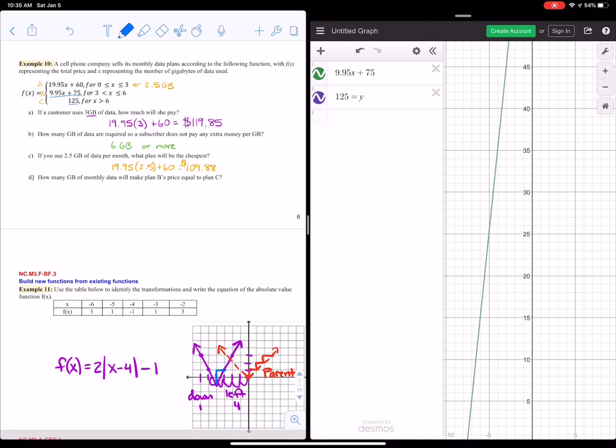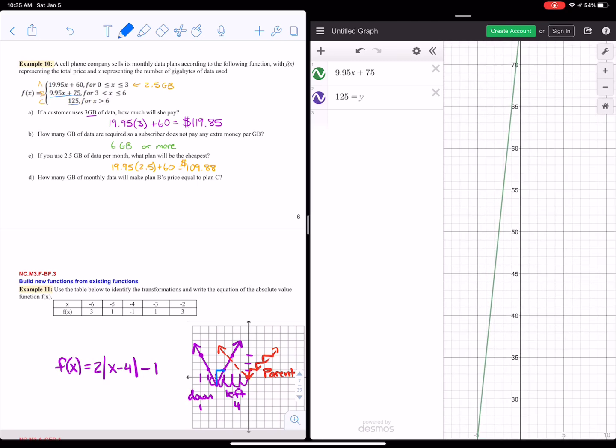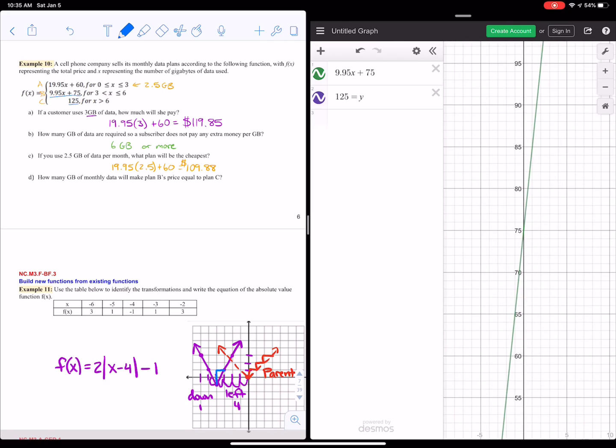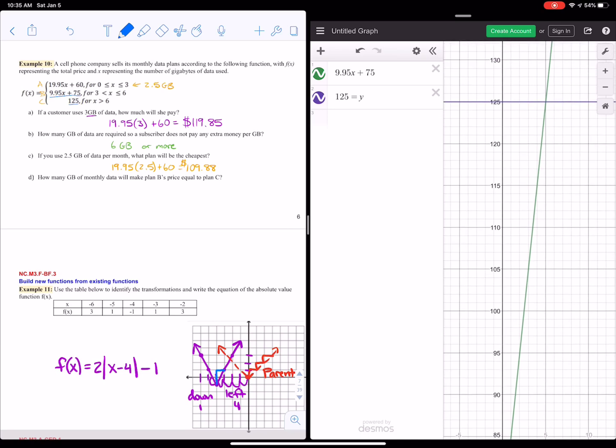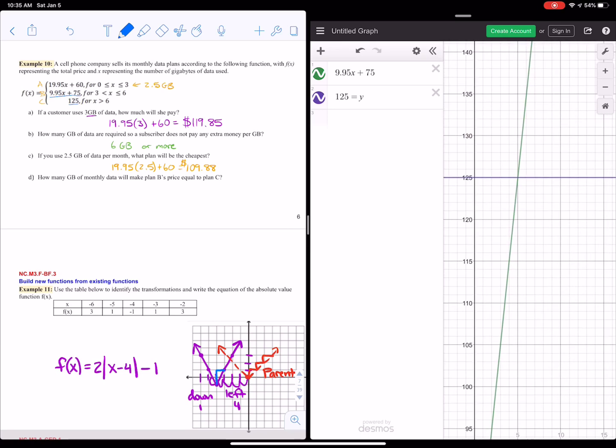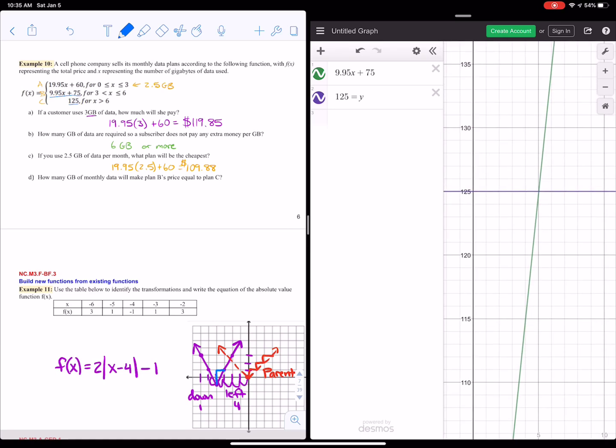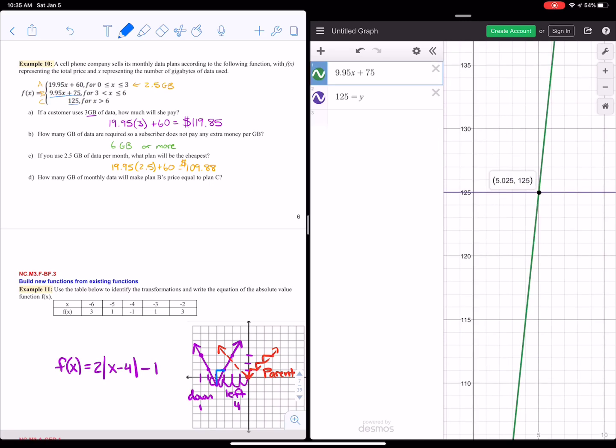And then 75, we can tell, is our y-intercept for that first one. So we've got to go up a little bit. But then 125 is where the other one will be. So there they are. And they would be equal right there at that point. So 5.025 gigabytes. So just by graphing, we could quickly find where they are equal. That's where they touch. So at 5.025 gigabytes, they are both equal to $125. And that is it for example 10.